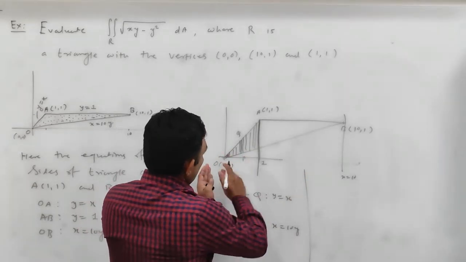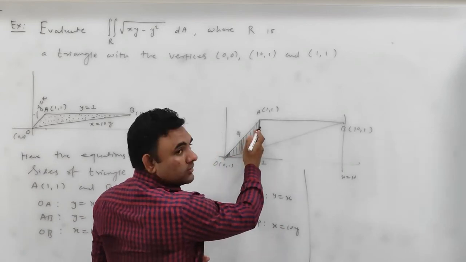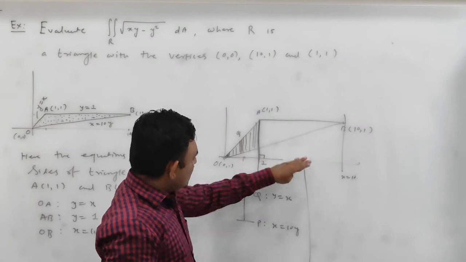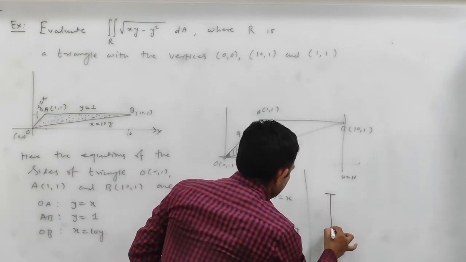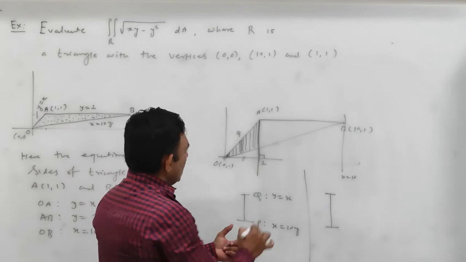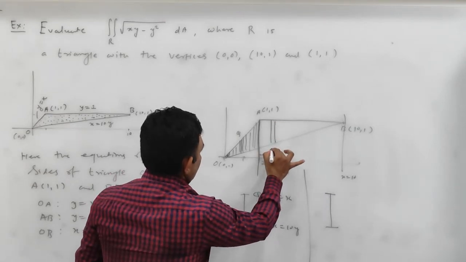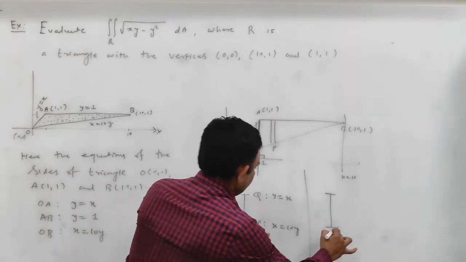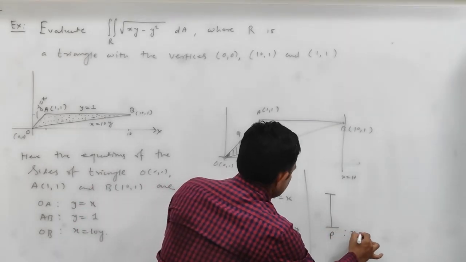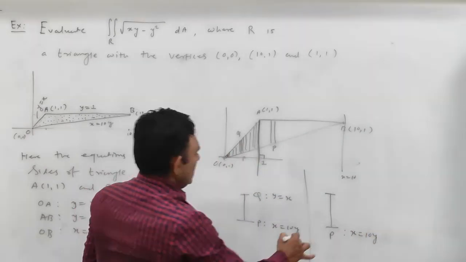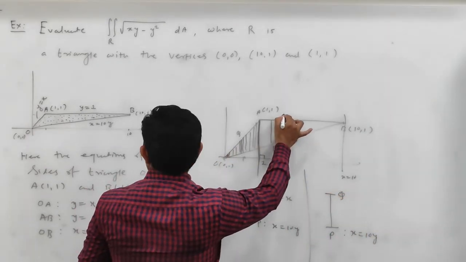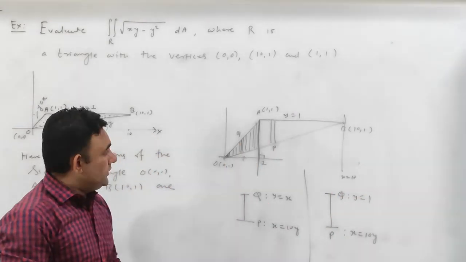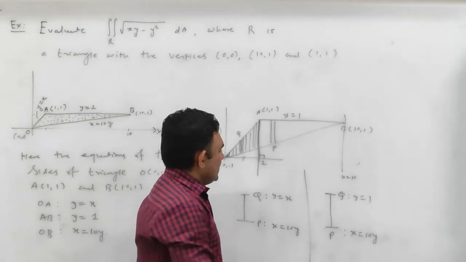But once it crosses this line drawn vertically from A, then what is the situation of the PQ strip? Let us see. Again the bottom end will be on OB, and OB means what? x is equal to 10y, and the top end Q will now be on what? It is y equal to 1. So y is equal to 1. So here you can see, this is the point A.